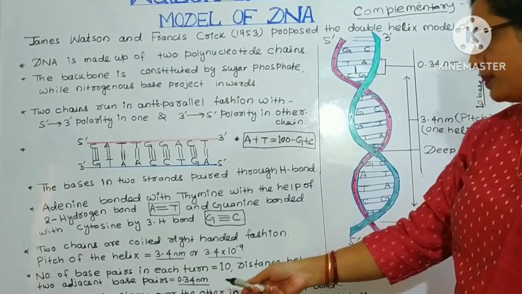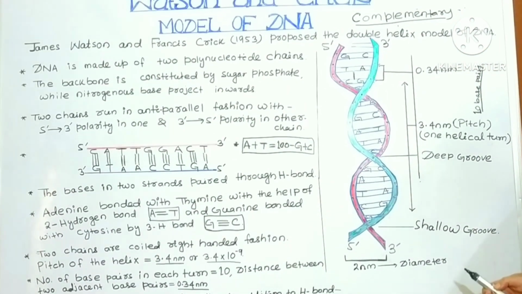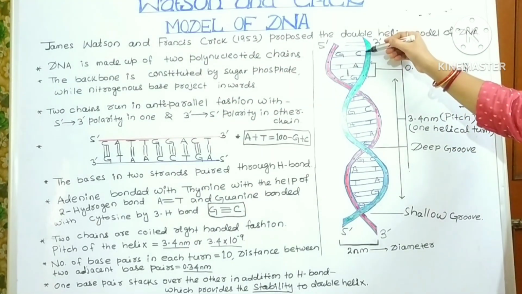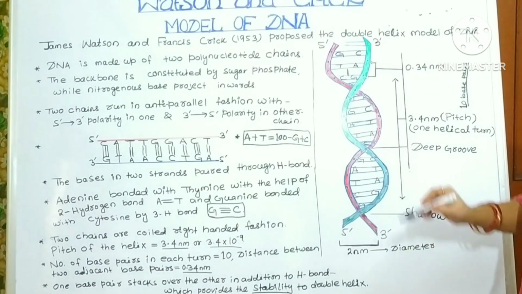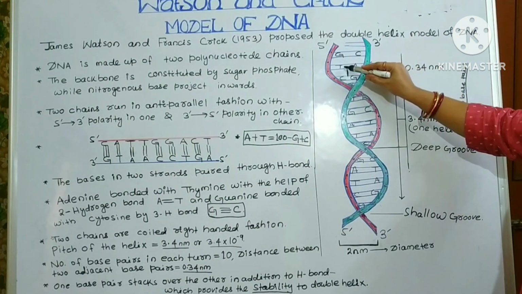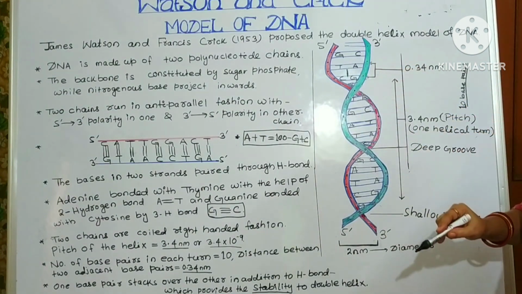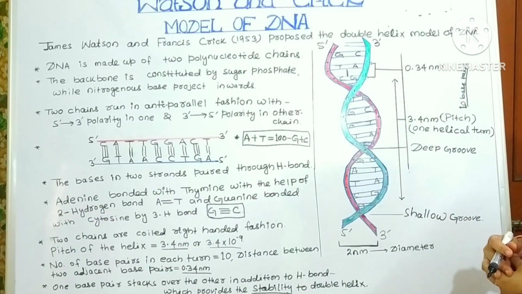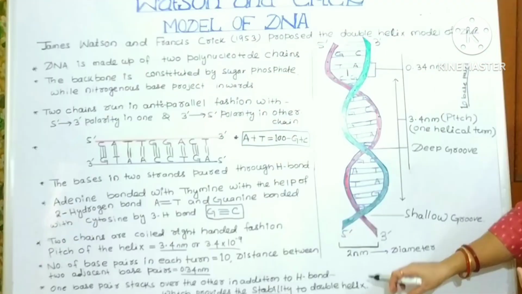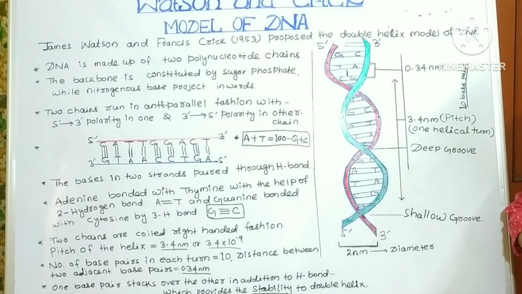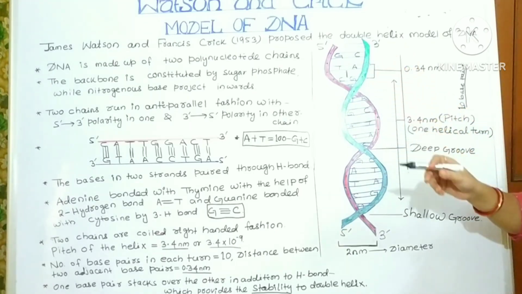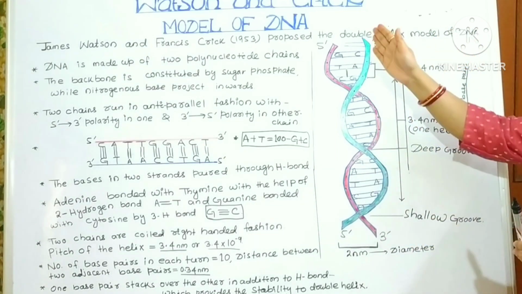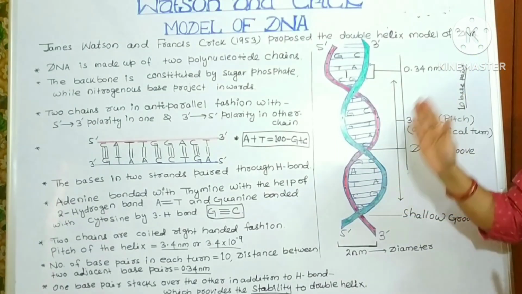Okay. One base pair stacked over the other, in addition to hydrogen bond, provides the stability to the double helix. Here, GC stacked over TA stacked over CG. The stacking of nitrogen bases, in addition to hydrogen bond, provides the stability to the double helix of DNA.